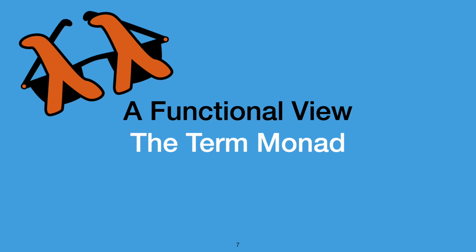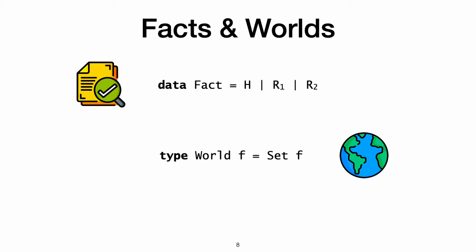Alright, now let's see how we can look at this concept through our functional programming glasses. We can represent the individual actions by facts, where H represents tossing heads, R1 is drawing a red ball from the first stack, and R2 is drawing a red ball from the second group. And a possible world is then a collection or a set of facts.